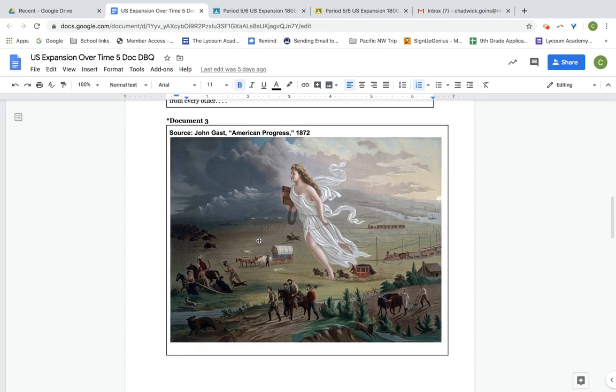Okay, document 3 here. You should be very familiar with this image. This image, as we know, is American Progress. It symbolizes manifest destiny. If you don't think manifest destiny when you see this, we are way off. So you have to keep that in mind. When you look at document 3, there are keywords: manifest destiny. When you think manifest destiny, think Polk as president. And during his presidency, we have the Mexican-American War. That's in 1848.